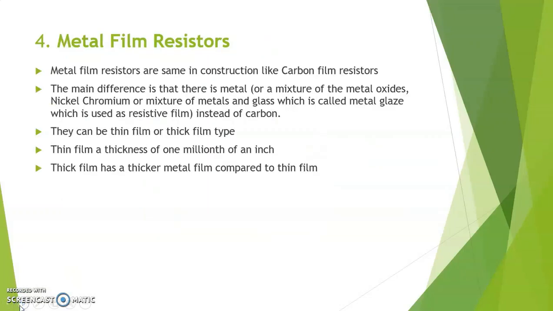Next we have metal film, that is, instead of carbon film we are going to deposit a film of metal on it. Again it is divided into thick film and thin film. So here the metal that is used is nickel, chromium or a mixture of other metals.